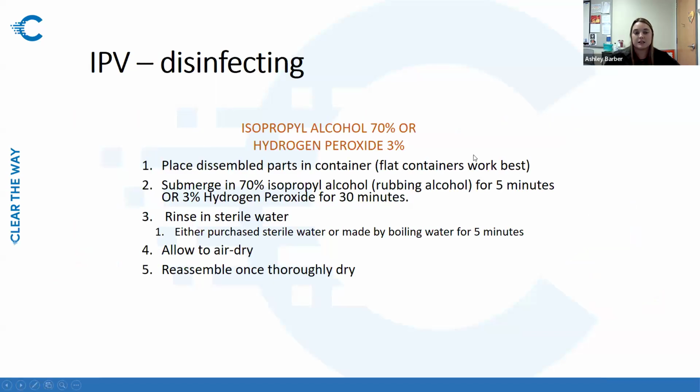And then lastly, just disinfecting the IPV. You would do that in the isopropyl alcohol or hydrogen peroxide, the same way you would do the others, soaking for 5 minutes in the isopropyl alcohol or 30 minutes in hydrogen peroxide. Make sure that they're submerged fully, rinse in sterile water, either purchased or made by boiling, and allow to air dry and reassemble once thoroughly dry.